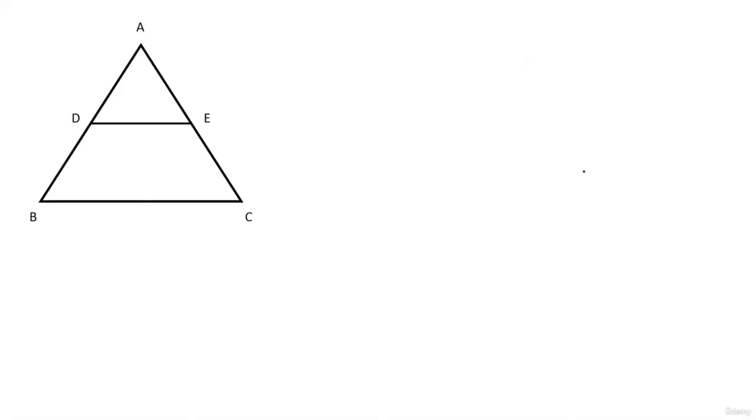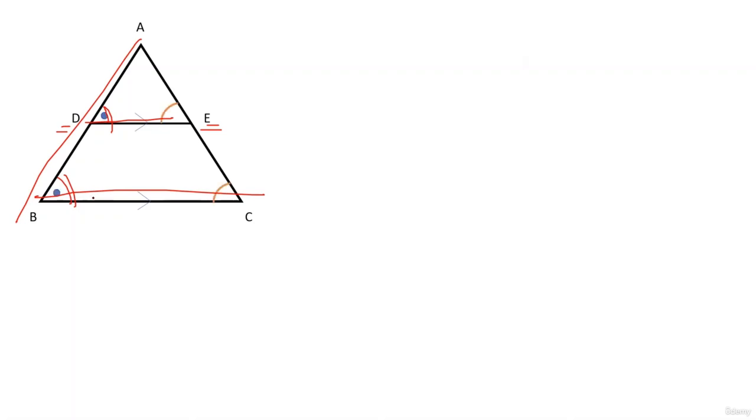Okay guys, so let's consider triangle ABC. अब triangle ABC में मैंने क्या किया guys? I have taken points D and E such that DE is parallel to BC. Okay. Now guys, if DE is parallel to BC across the transversal AB, angle ADE will be same as angle ABC, right? Okay, these two are corresponding angles between parallel lines.